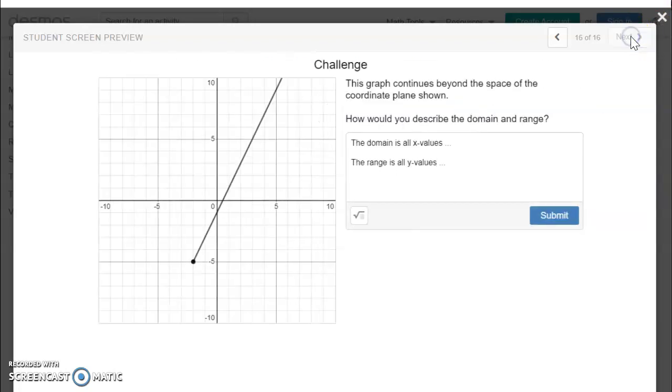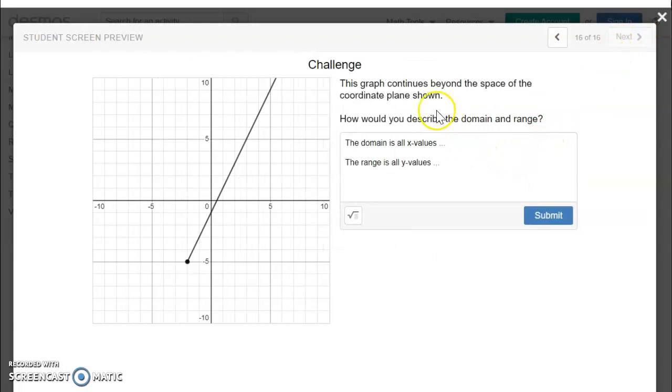And then finally, what about this problem? Okay, this graph continues beyond the space. So how would you describe the domain and range? Domain, where does the graph start on the x-axis? Okay, do we have graph here? No, no, no. Do we have graph here? No. This is the first place we have graph, don't we? Okay, so domain, it starts from x, -2, I'm sorry, -2.